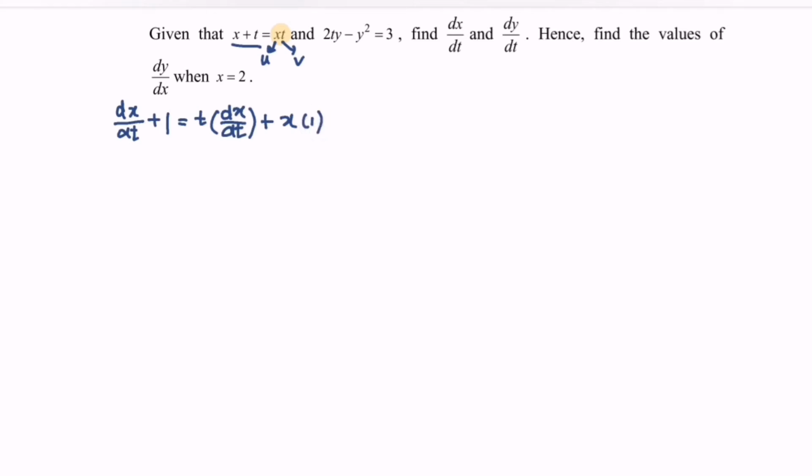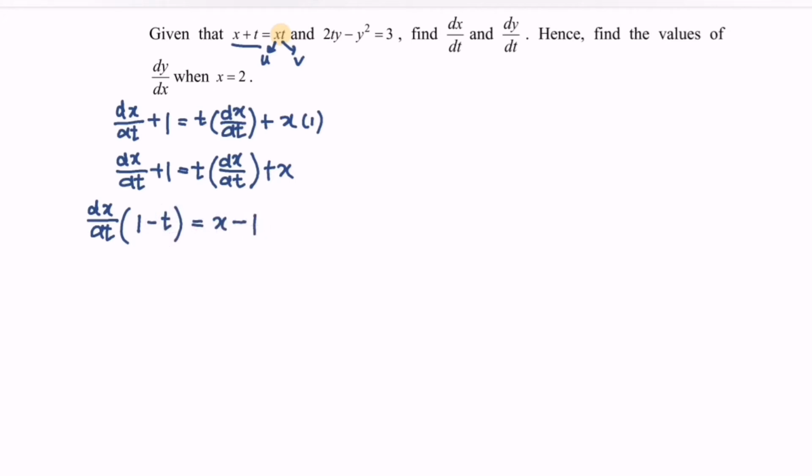So simplify the situation. We have dx/dt plus 1 equals to t bracket dx/dt plus x. So rearrange the situation and factorize. Factor out the dx/dt bracket, we have 1 minus t equals to x minus 1. So finally, dx/dt will be equals to x minus 1 over 1 minus t.